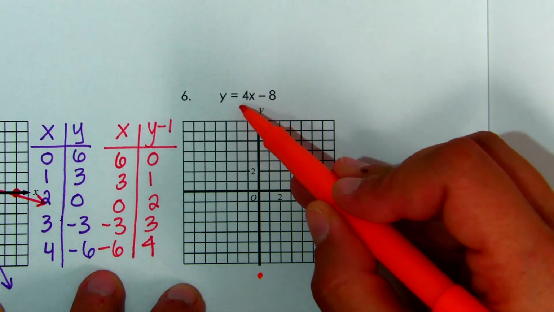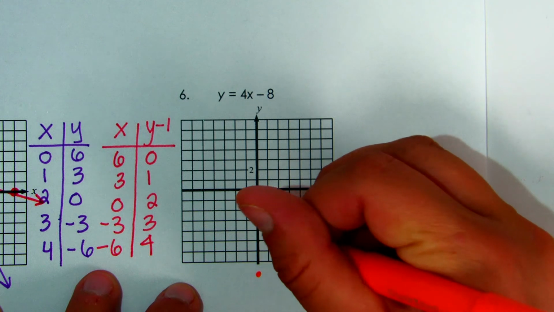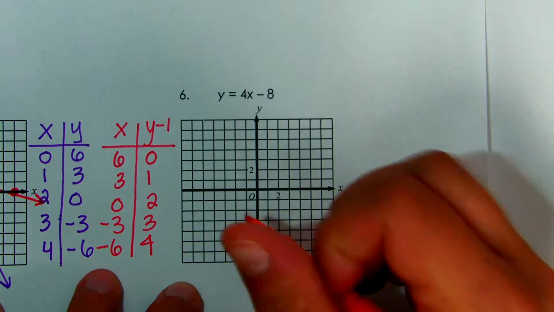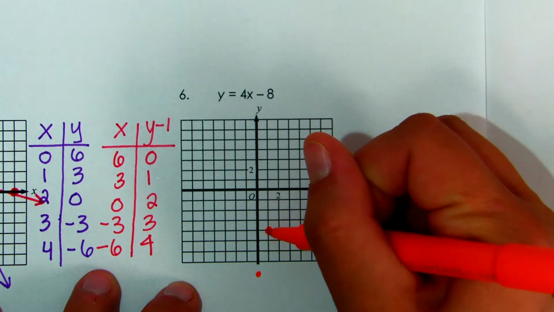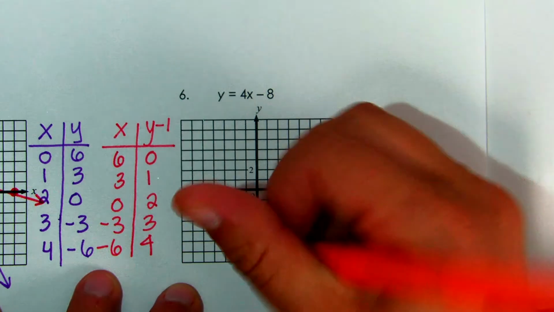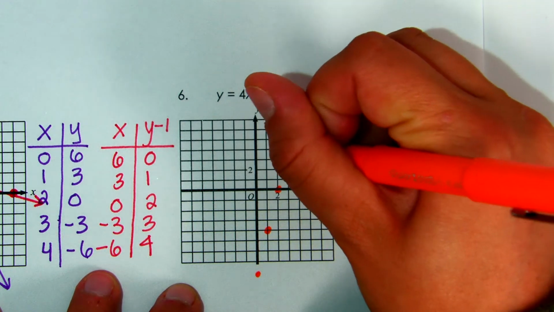But my slope is 4. That means I'm going to go up 4 and to the right 1. 1, 2, 3, 4, to the right 1. So your second point should be a +1, -4. Now I'm going to go up 4, right 1, up 4, right 1.